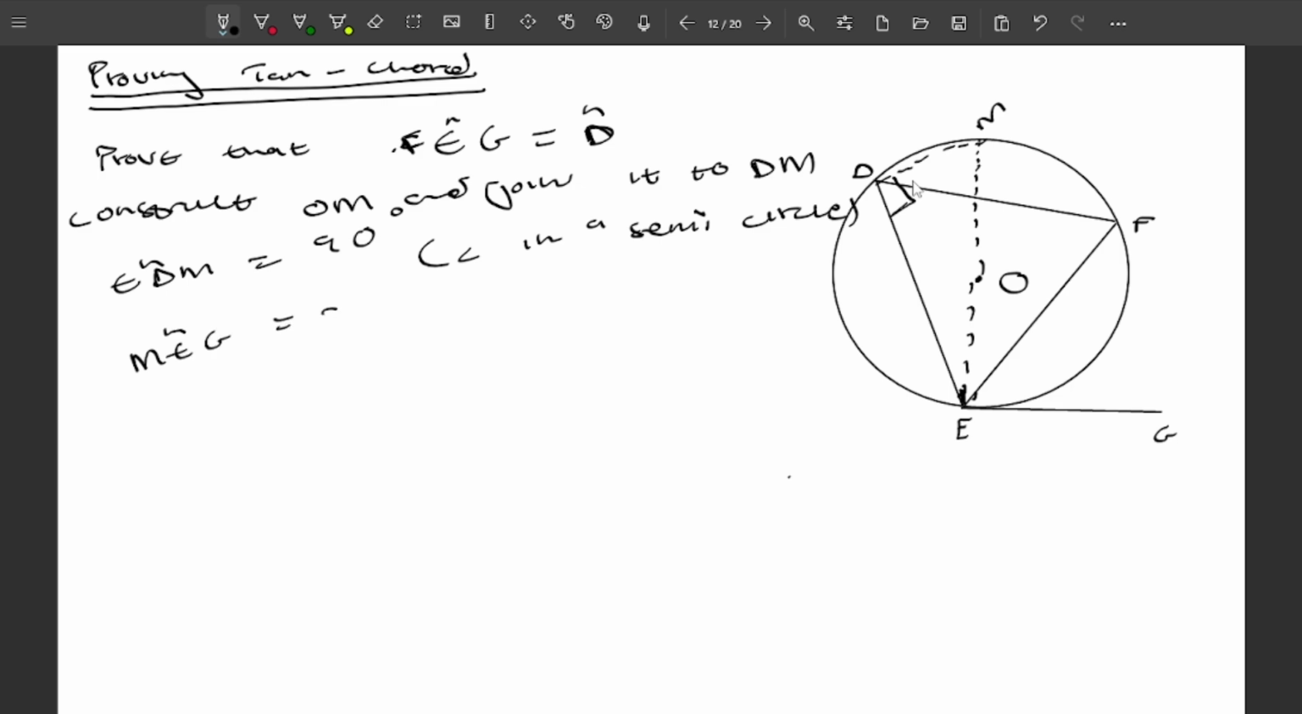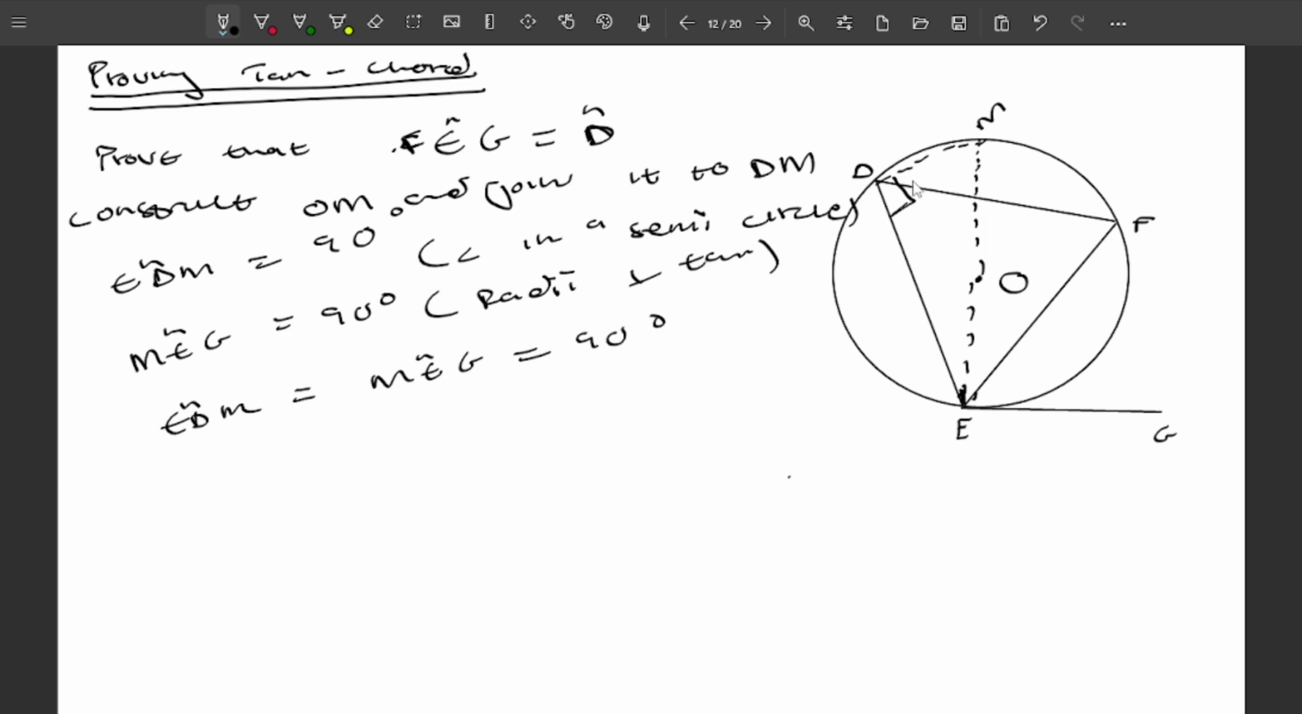MEG is equal to 90 degrees, radius perpendicular to tangent. There it is, MEG. Now, since MEG and EDM are both equal to 90 degrees, we're going to write here: EDM equals MEG. They're both equal to 90 degrees.